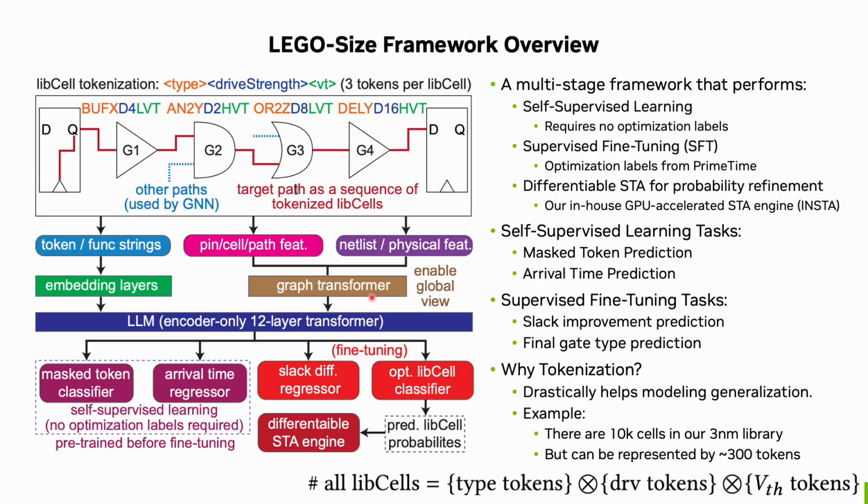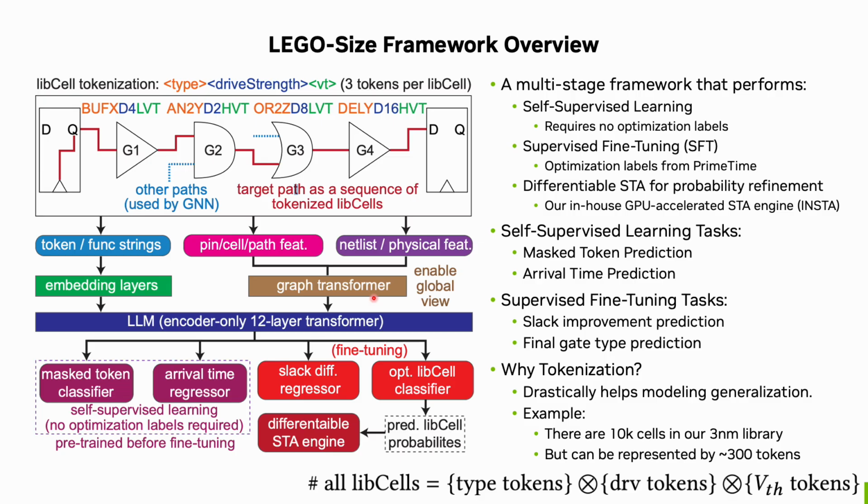The graph transformer model is expected to give a global design view to our path-based optimization task. Note that although our model performs path-based timing optimization that takes one path at a time, we do incorporate the neighboring information to make the sizing prediction decision.